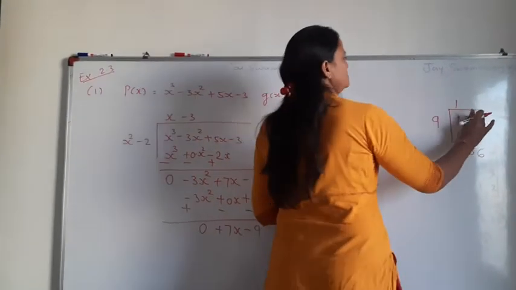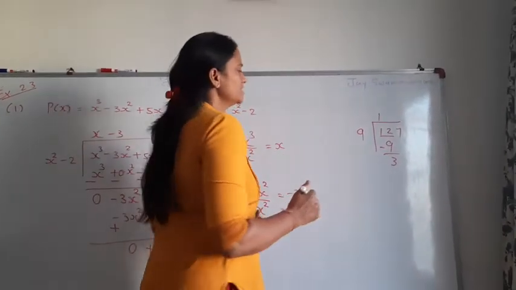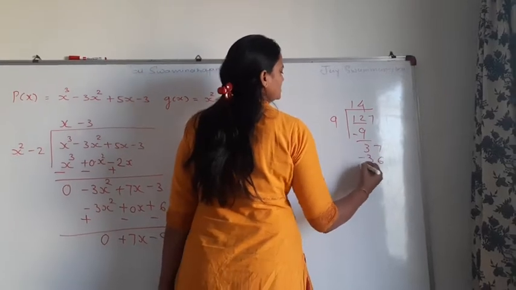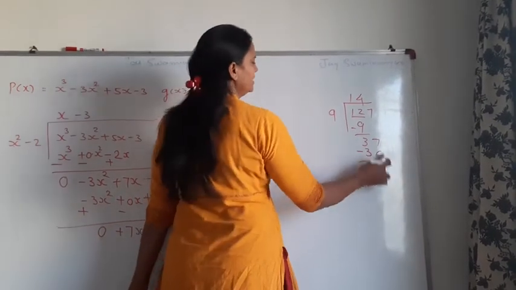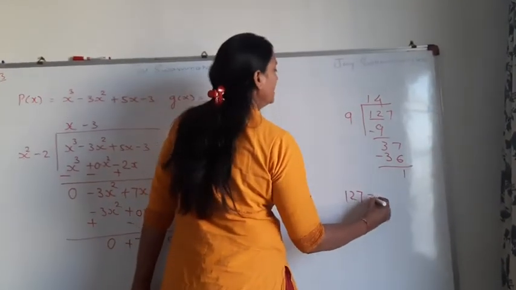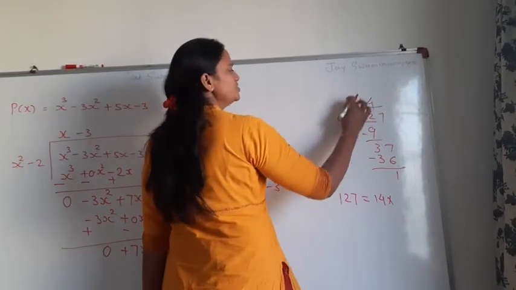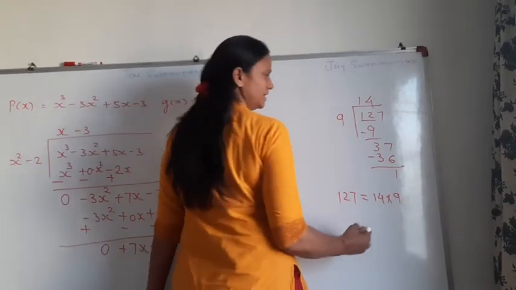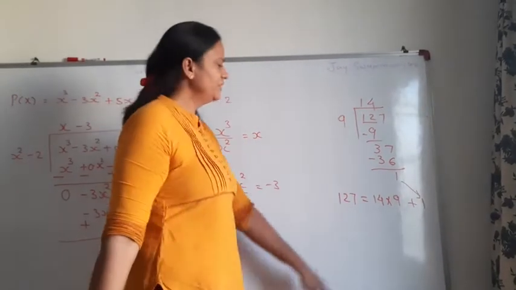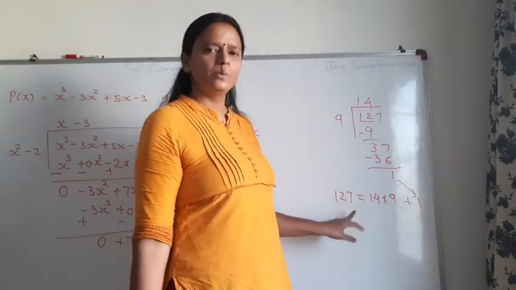Okay. So let us change this sum. Instead of 6 I am writing here 7. Now we know that 9 4s are 36. Let us change the sign, we subtract. So we will have 1 here. Now 127, we can write 127 as 14 multiplied by 9, that is quotient multiplied by divisor, plus the remainder, that is 1. We know that 14 9s are 126, plus 1 is going to be 127.